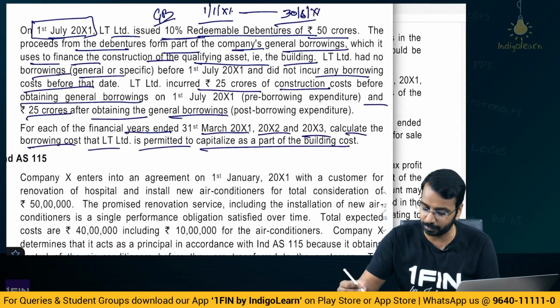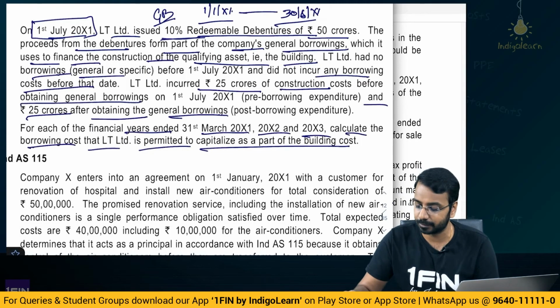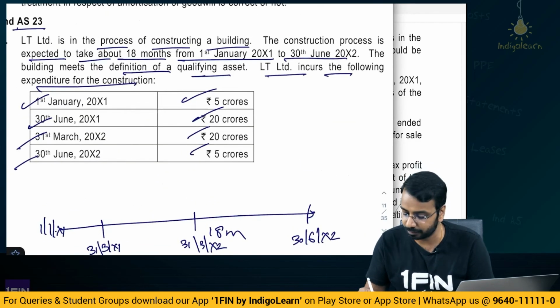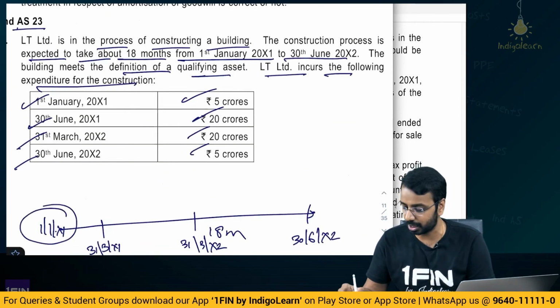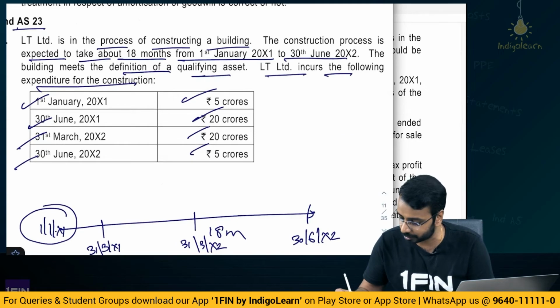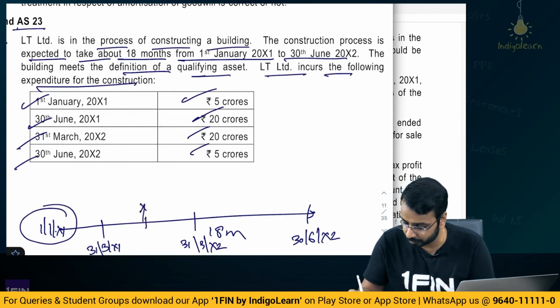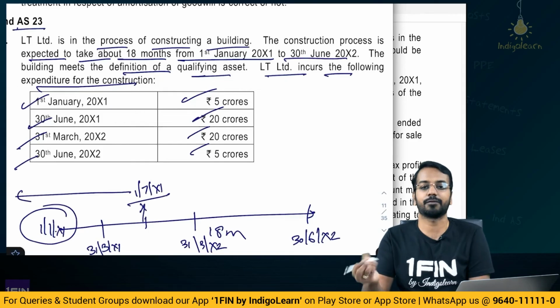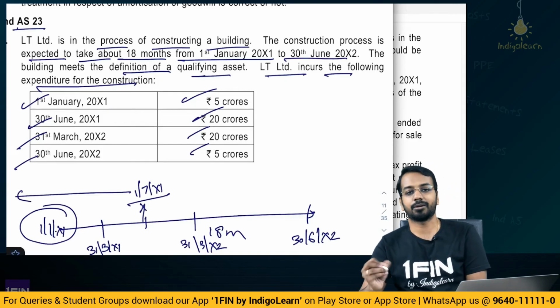Now, there are multiple things that are happening here. 1st of January is the construction start, and when did the borrowing happen? 1st of July of year 1. So somewhere here, 1st of July of year 1, this is when the borrowing happened. Now, any cost before this, there is no question of capitalization because borrowing has not been incurred.